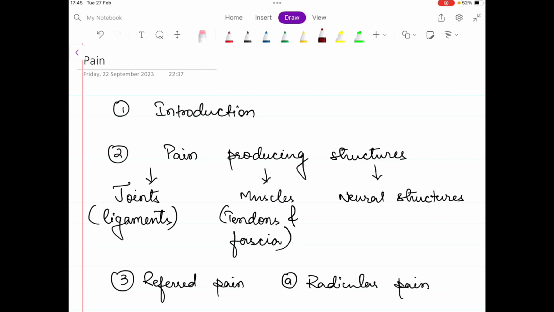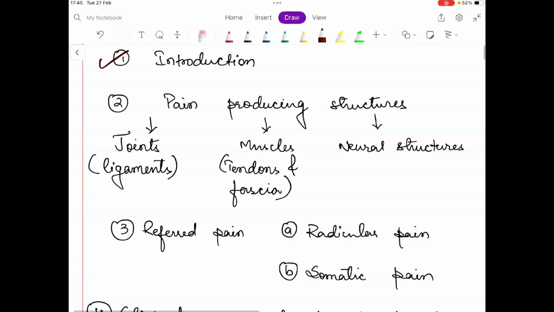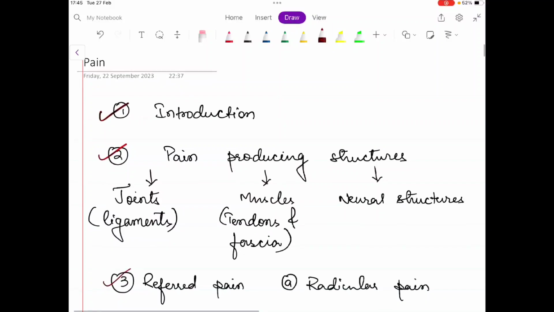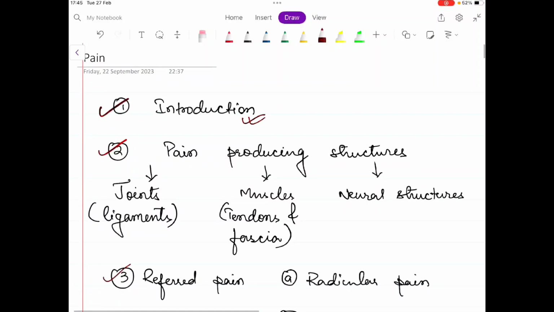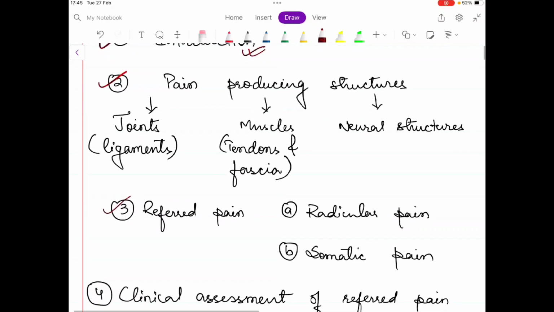Today we are going to learn about pain. These are the 5 or 6 subheadings that we are going to discuss in this video. First we will talk about the introduction, as in what is pain and the gate control theory. And then we will move on to the structures which produce pain.